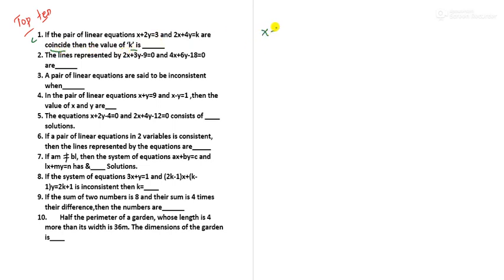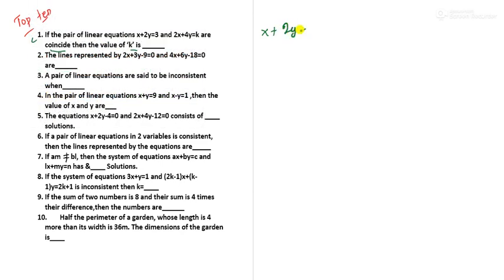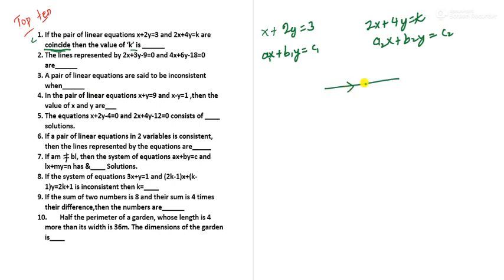So let me write the equations here. x plus 2y equals 3 and 2x plus 4y equals k, okay. So they are in the form of a1x plus b1y equals c1 and a2x plus b2y equals c2. So they are in this condition. Now they coincide with each other, means they are representing coincident lines. So for coincident lines, what is the condition?